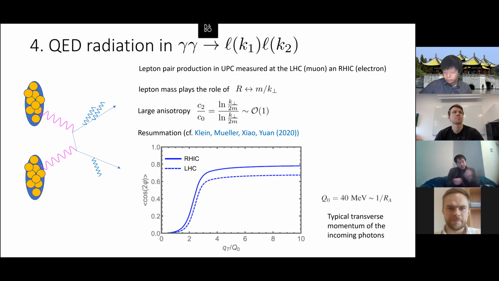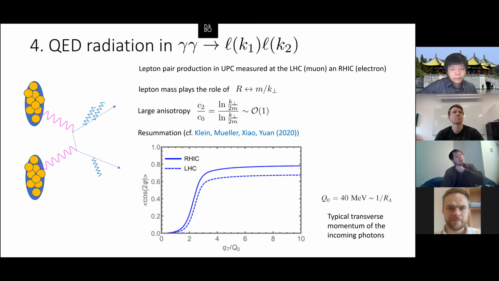back-to-back lepton pairs from the ultra peripheral collision. You have two photons from two nuclei annihilate and produce a muon pair in the case of the LHC and the electron pair in the case of RHIC. And this has been measured, the angular correlation between these two electrons, two muons, have been measured. And again, if you measure the correlation between capital P and small q, then you have to worry about the soft photon radiation in this case. And you can do the similar kind of resummation.